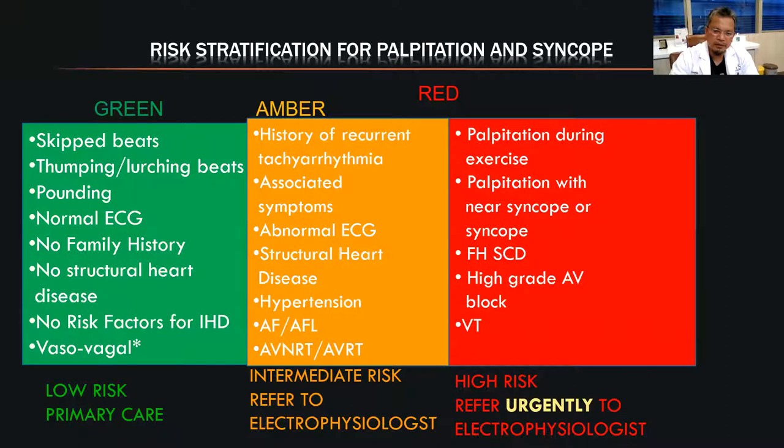But the main thing I want to talk about, this slide here on the red box, which I really touched on at the beginning: if you have palpitations with exercise, or you have palpitations and you feel faint, or any of those conditions called high-grade AV block or ventricular tachycardia, then they should go and seek medical help immediately.